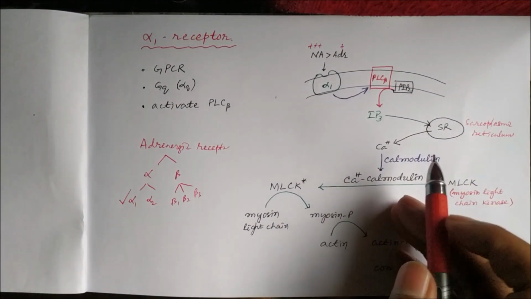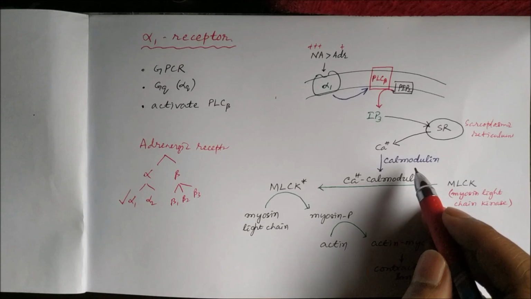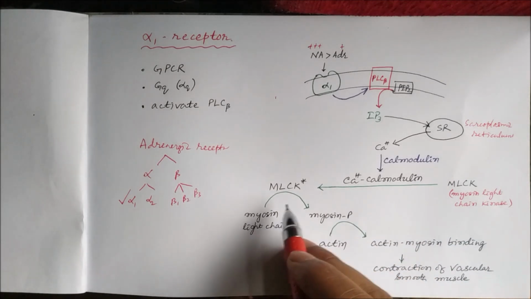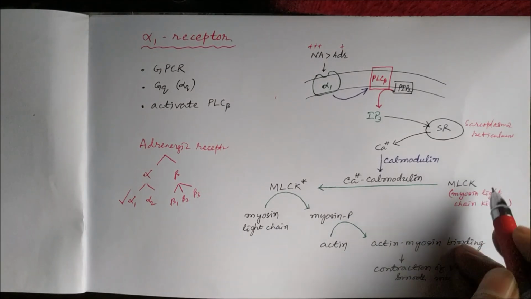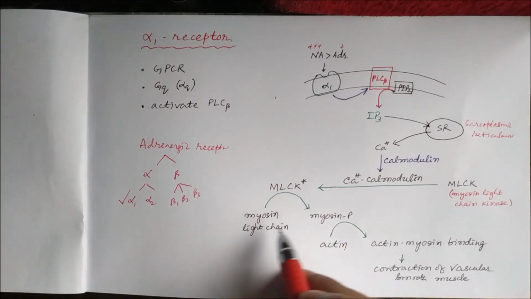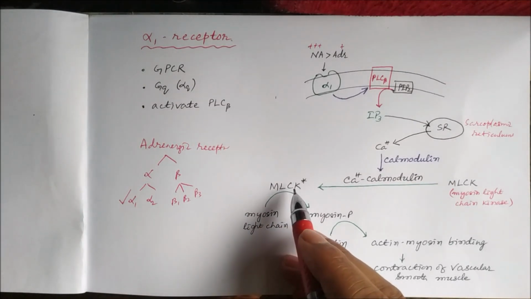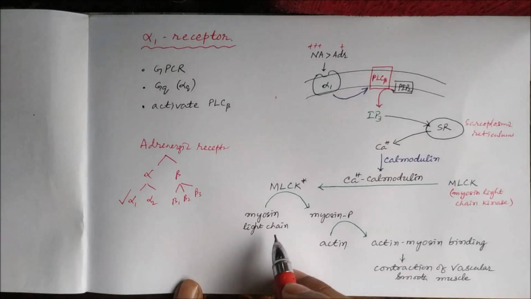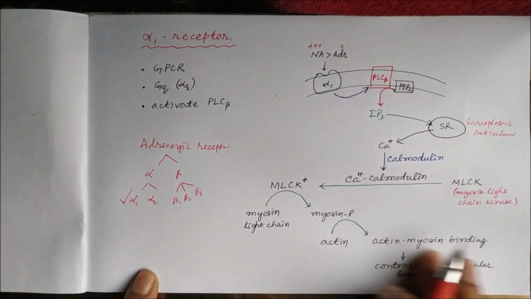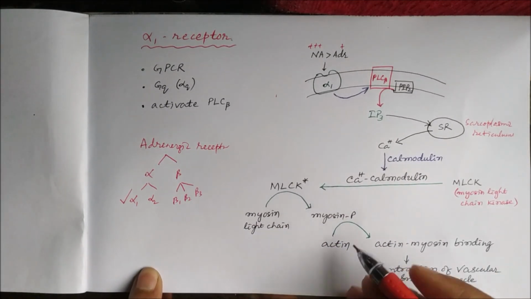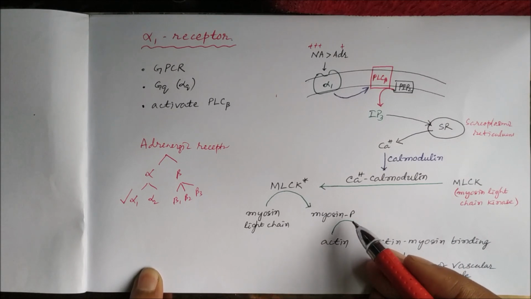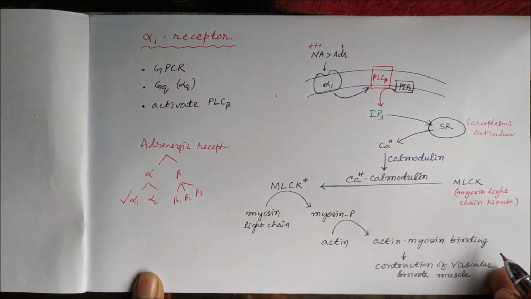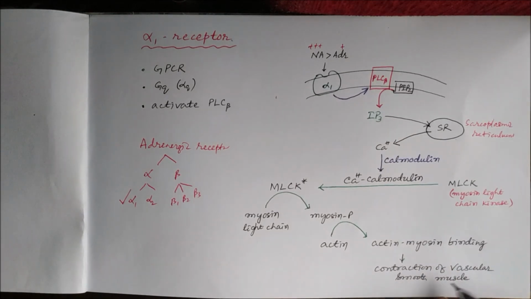Now this calcium binds to a cytosolic protein called calmodulin to form the calcium calmodulin complex. This complex activates the enzyme myosin light chain kinase. So this is the active form. This active myosin light chain kinase then phosphorylates myosin light chain to myosin phosphate, and now this myosin has the energy in the presence of actin. So actin myosin binding will occur, and this results in the contraction of vascular smooth muscle.